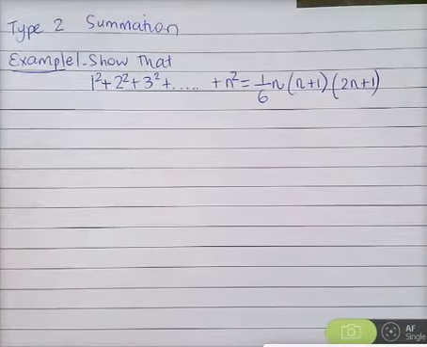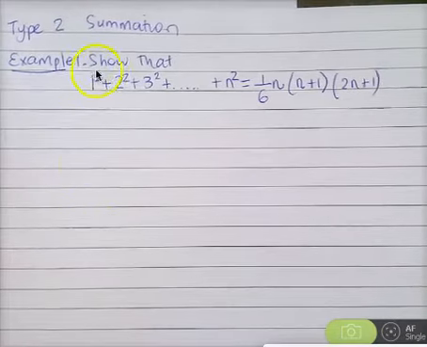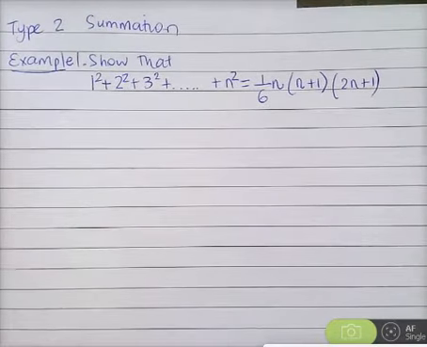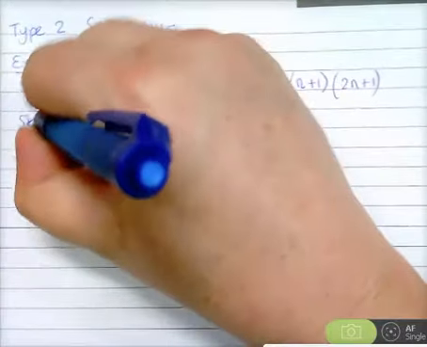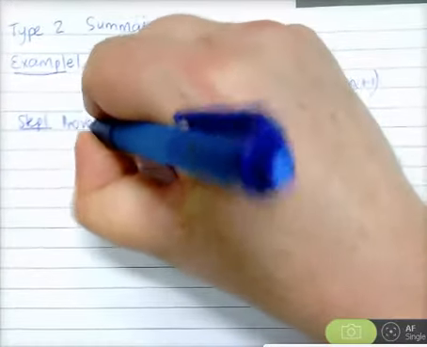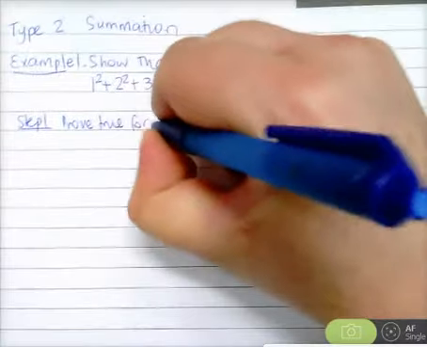So that's our first example. I'll just let you write that down and we'll talk about it. Now, of course, step 1 is to prove true for n equals 1. So step 1, prove true for n equals 1.